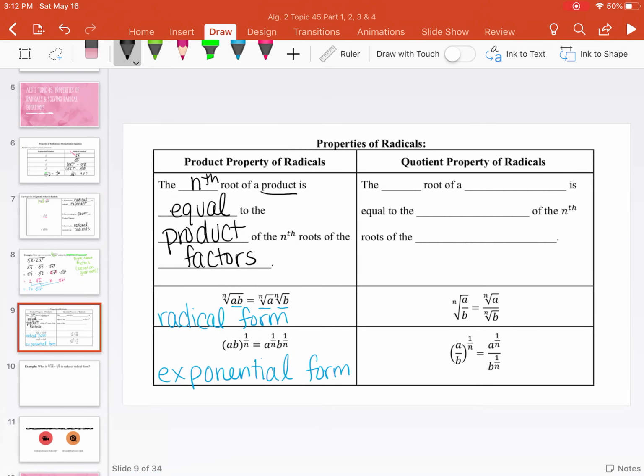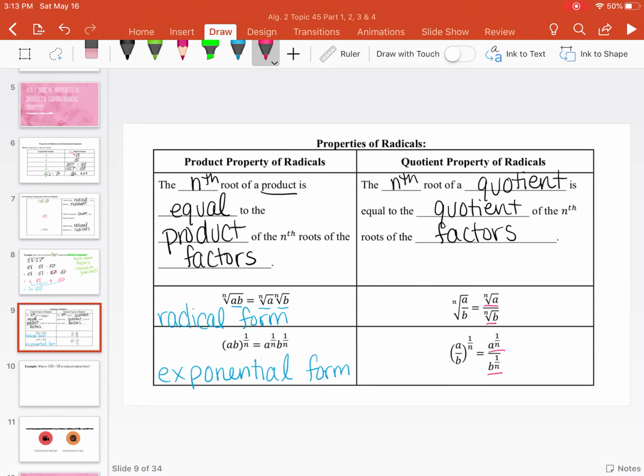Similarly, if we want to deal with the quotient property of radicals, the nth root of a quotient is equal to the quotient of the nth roots of the factors. Here we have the nth root of a divided by b. Now this is the same thing as the nth root of a over the nth root of b. And again, we can also rewrite this in exponential form of a divided by b to the 1 over n to be a to the 1 over n divided by b to the 1 over n.